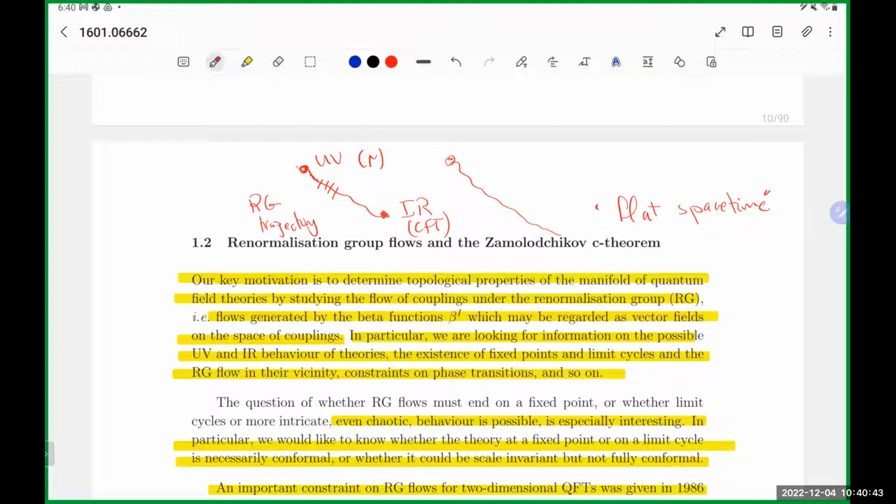Any flow of an interacting field theory is generated by beta functions. Right? The generators are beta functions. Whenever the beta functions are not zero, they generate the flow. When the flow stops at a fixed point, that means the beta functions vanish. It's so easy. This is really the picture.